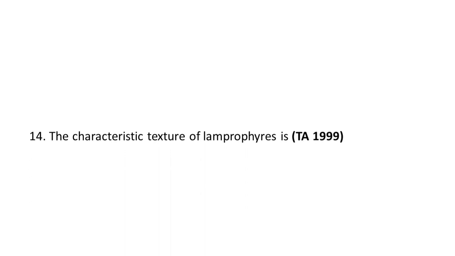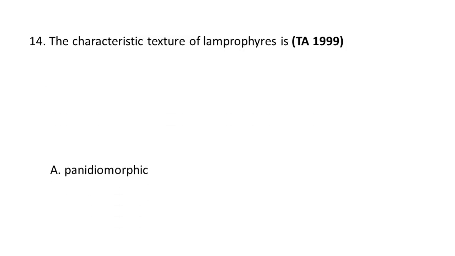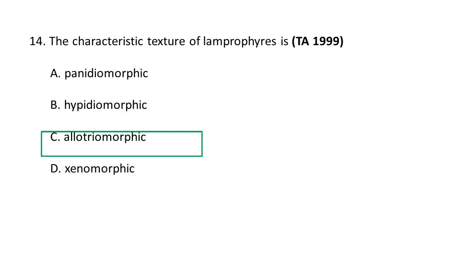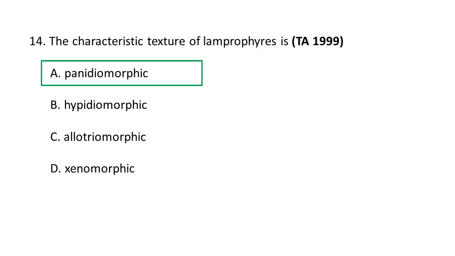Next question. The characteristic texture of lamprophyres is A, panidiomorphic, B, hypidiomorphic, C, allotriomorphic, D, xenomorphic. The characteristic texture of lamprophyres is known as panidiomorphic. When most of the grains are euhedral, the texture of the rock is described as panidiomorphic, and this texture is usually found in the lamprophyres. Rocks possessing truly euhedral crystals are very rare. So the characteristic texture of lamprophyres is A, panidiomorphic, is the correct option.